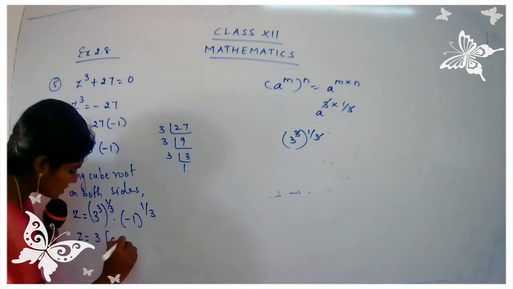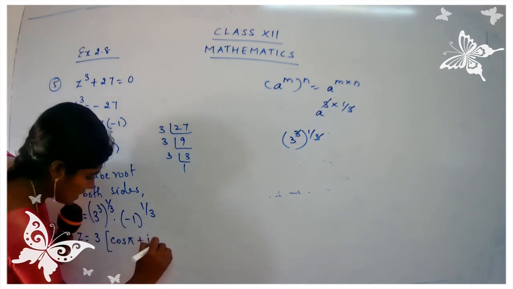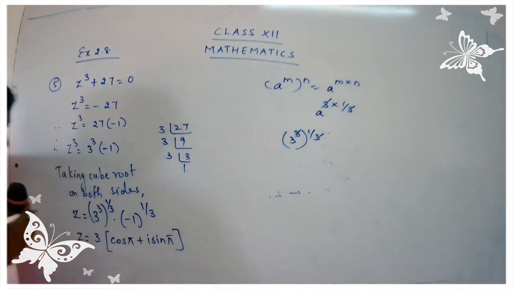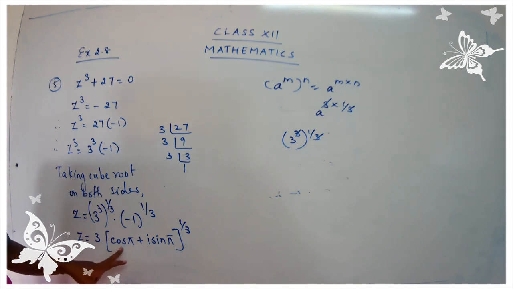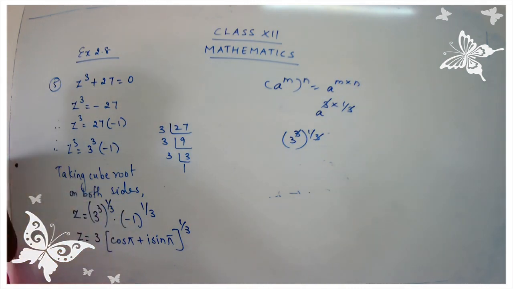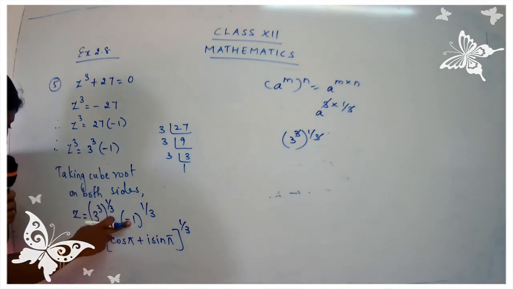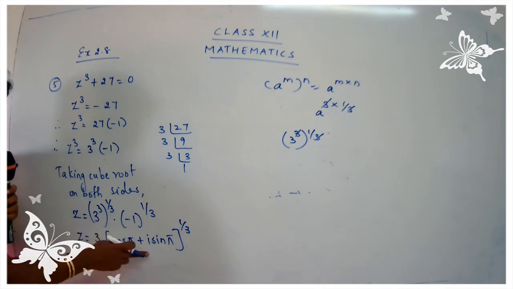This will be written as cos pi plus i sin pi, the whole raised to 1 by 3. You can say this is a polar form, because you are using trigonometric functions. So z is equal to 3 into cos pi plus i sin pi, the whole raised to 1 by 3. I am just replacing minus 1, that's all. I am not doing any other changes. I am replacing minus 1 as cos pi plus i sin pi.